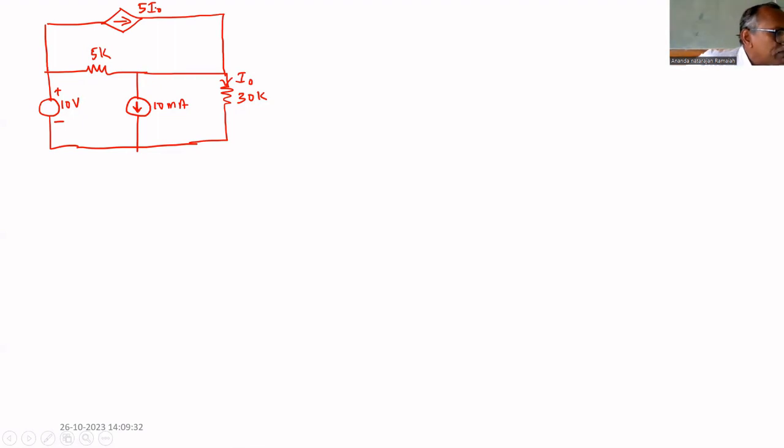Now we have to find I0 by superposition theorem. First, let us find by superposition theorem. Let us consider this 10 milliampere alone. Then what is the circuit? We have to remove this voltage source. That's why it will be short circuited.